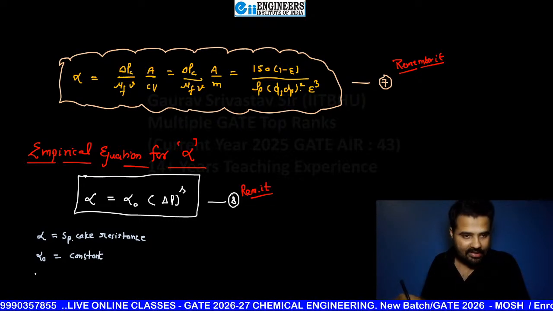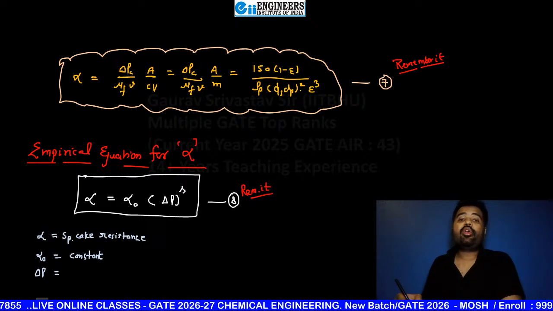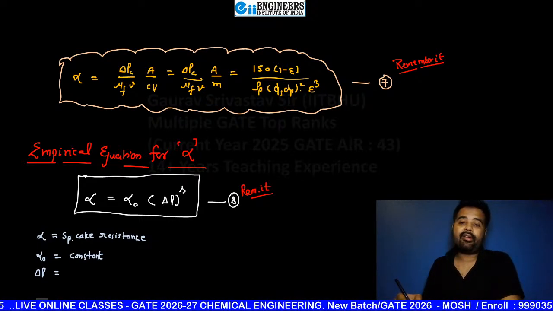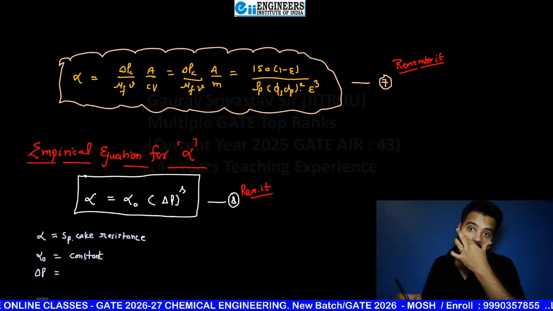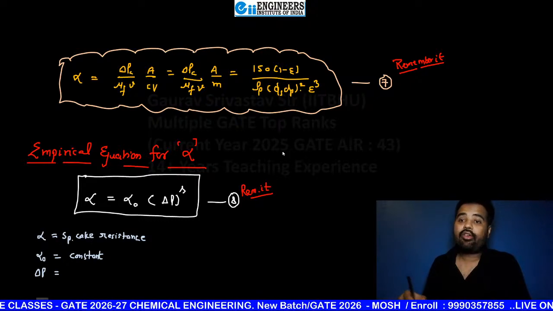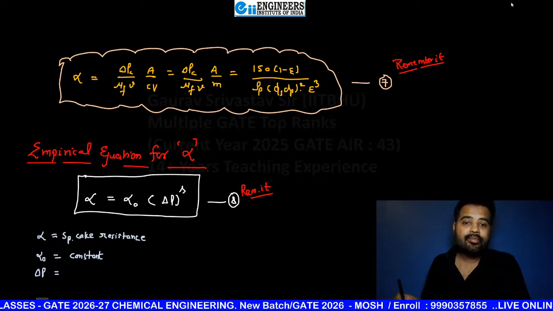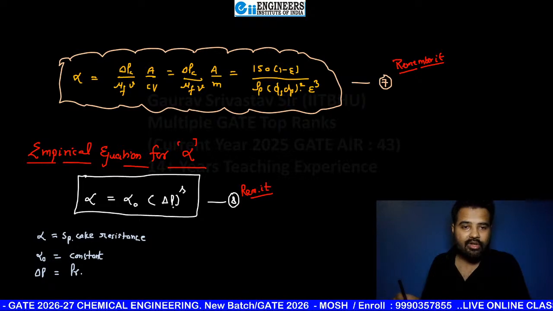What is this delta P? Is it the total pressure drop or just the pressure drop across the cake? Definitely we are dealing with the cake only. So the pressure drop that you are writing here is across the cake. You can also write this as delta PC.